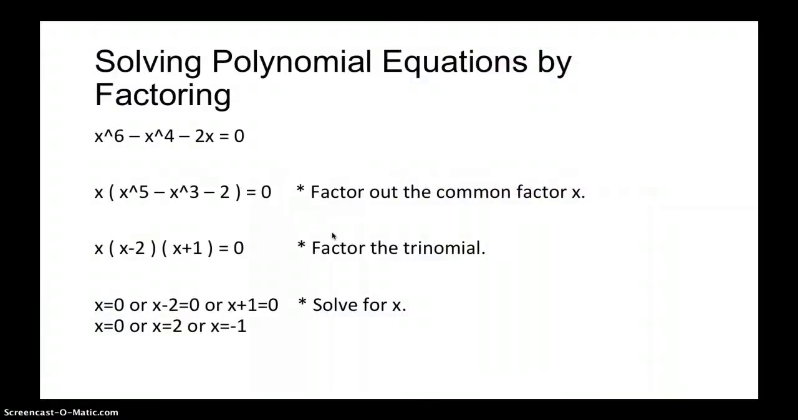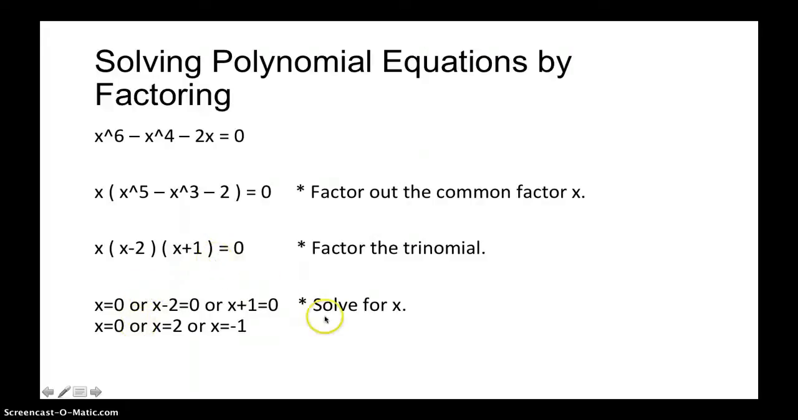Solving a polynomial equation by factoring. x to the power of 6 minus x to the power of 4 minus 2x equals 0. So first we have to factor out the common factor, which is x, which will equal x brackets x to the power of 5 minus x to the power of 3 minus 2 brackets equals 0. After that, we have to factor the trinomial, which is this part here, which will give us x brackets x minus 2 brackets x plus 1 equals 0.